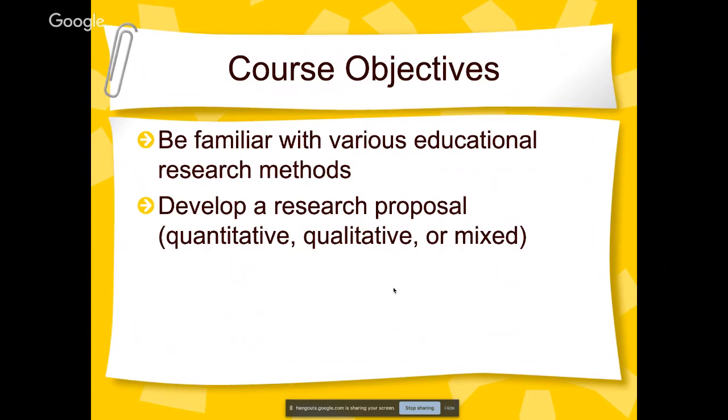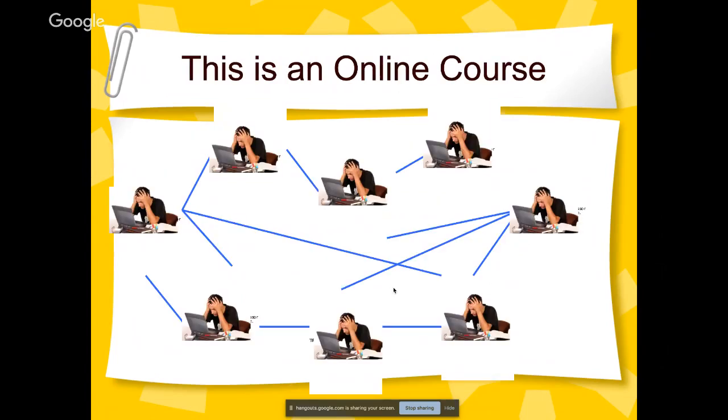In order to do that, you're going to be working in groups, and I'm going to talk about that later. This is not an individual proposal. This is a proposal that you will be working on with other peers of yours, at least 2 to 3 other people. All right. So, as you're aware, this is an online course.